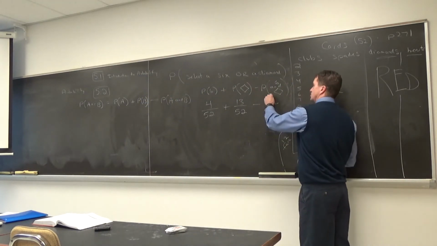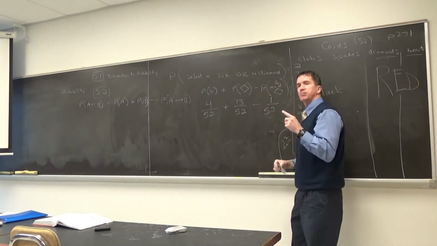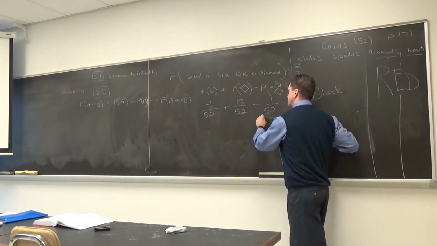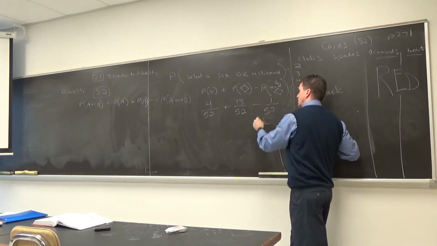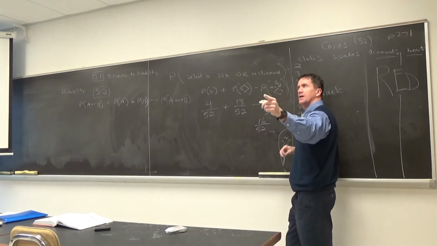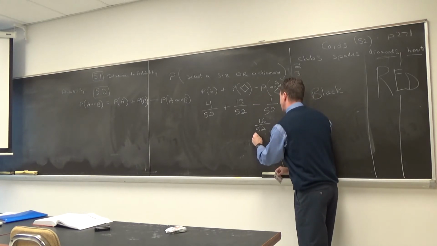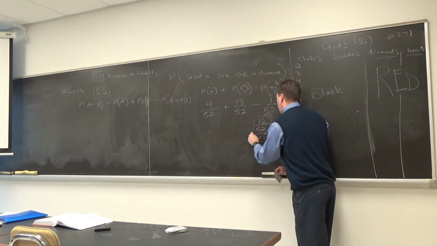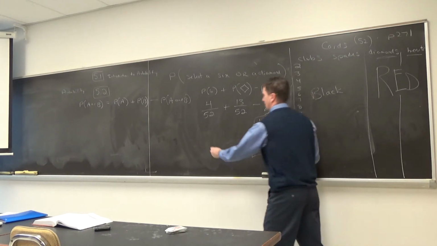I'm going to subtract it. There's only one more. So the answer to this math problem is not 17 out of 52. It's 4 plus 13 minus 1, 16 out of 52. Or, want to reduce that? 4 13ths. Or, these are equals.